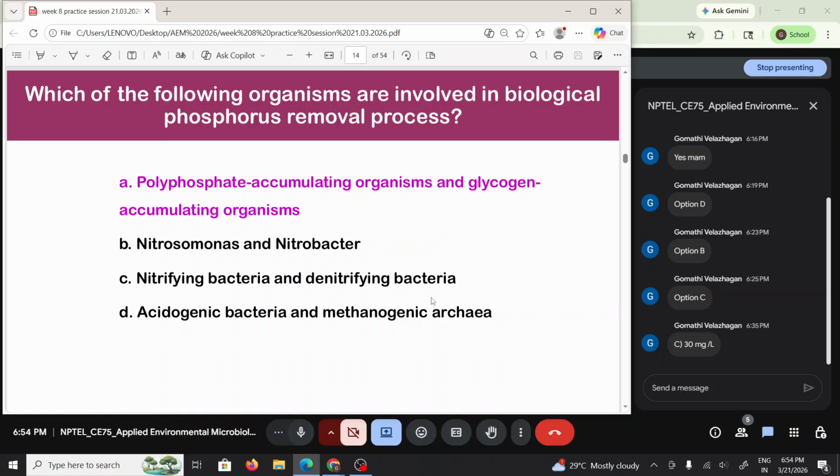When we talk about Nitrosomonas and Nitrobacter in options B and C, we obviously know it's about nitrogen cycling. And with acidogenic bacteria and methanogenic archaea, we are talking about the anaerobic digestion process, which is about methane production. So the correct answer for this is polyphosphate accumulating organisms and glycogen accumulating organisms.